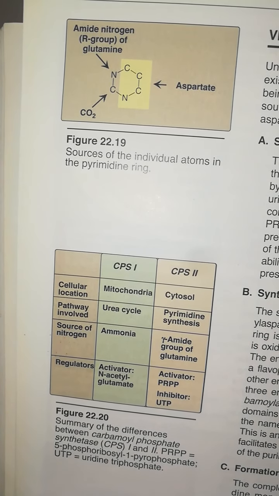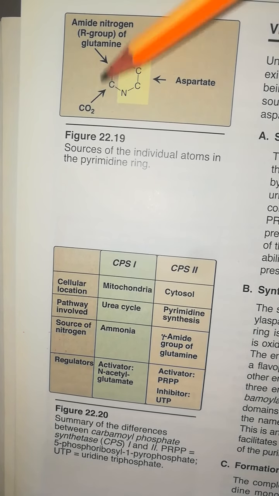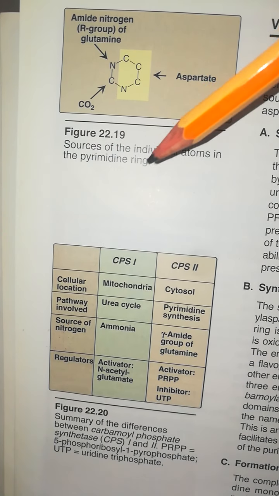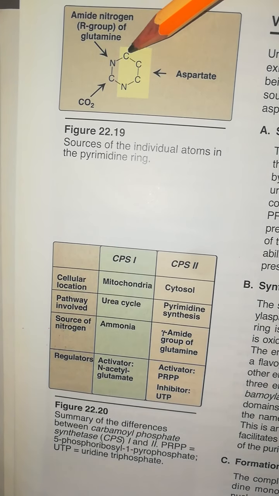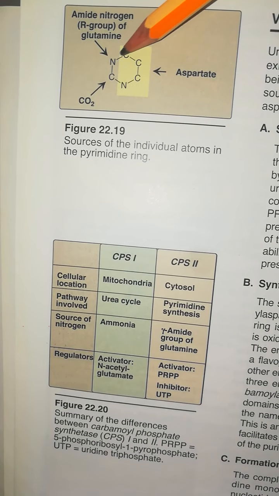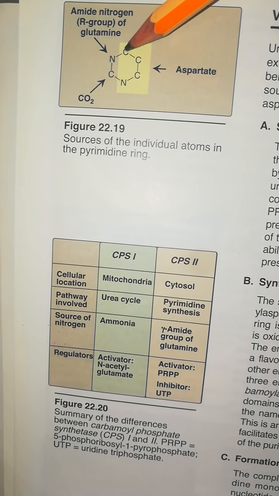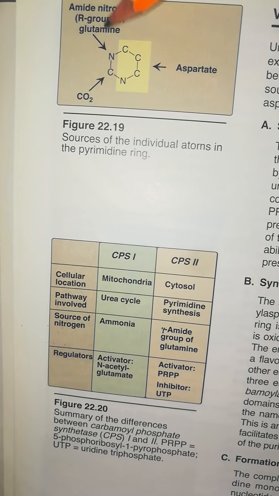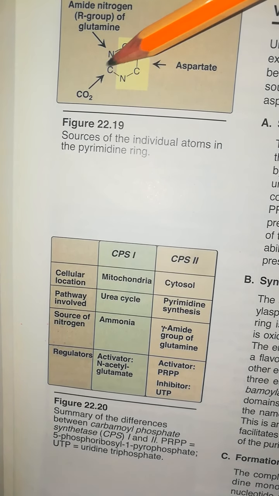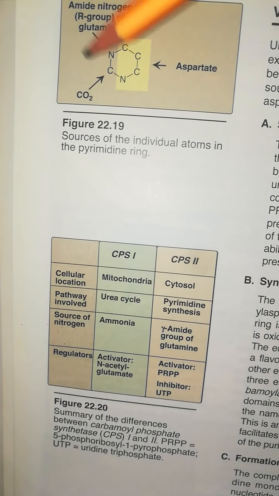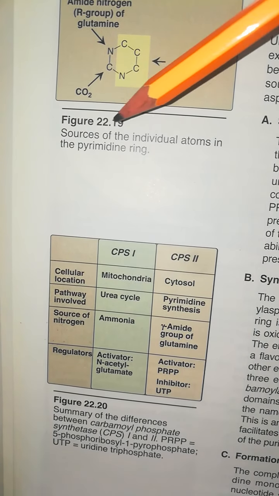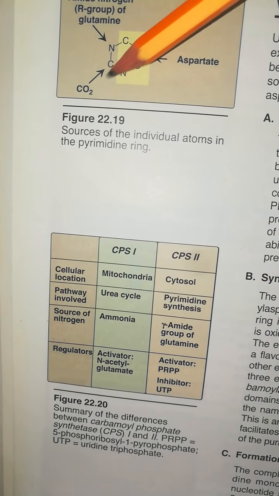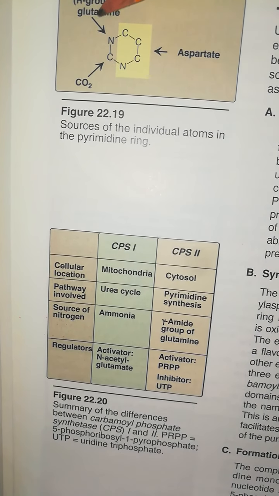In the lecture, ma'am already gave this chemical structure showing the source of each atom in the pyrimidine ring. In this pyrimidine ring structure, this carbon and nitrogen come from aspartate, this nitrogen comes from glutamine, and carbon dioxide provides this carbon atom. This is the pyrimidine base, or pyrimidine ring, and these are the sources: carbon dioxide, glutamine, and aspartate.